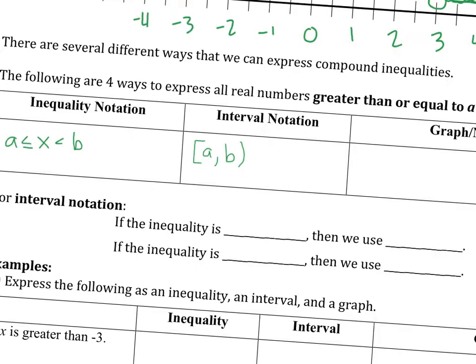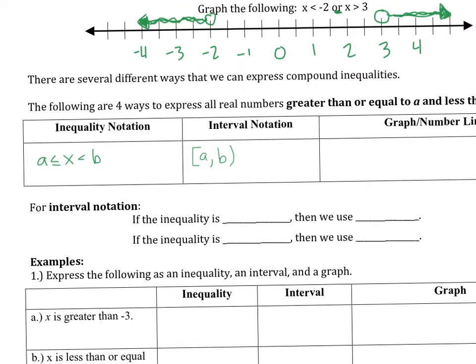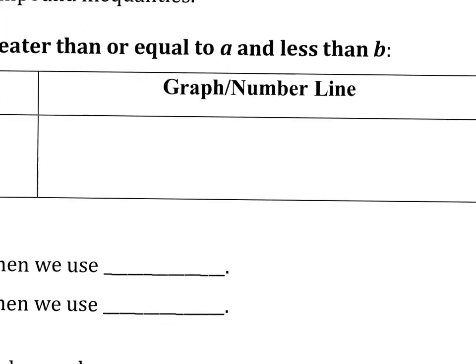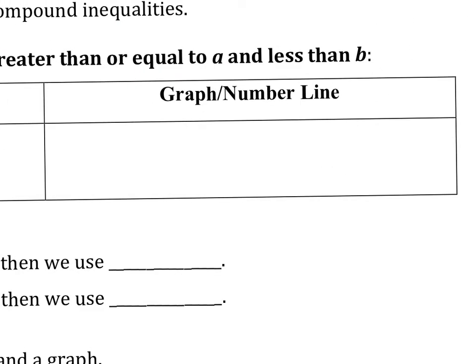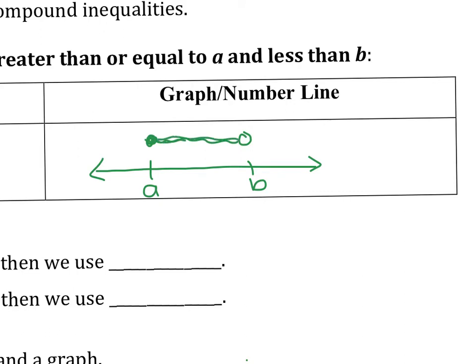You guys know that if it has that little line underneath, then you need a closed dot. On the number line, again, we don't know what a and b are, but they are some number value. On your number line you would have a and b, with a closed dot at a, and it would go to b, but not include it. And that's it.